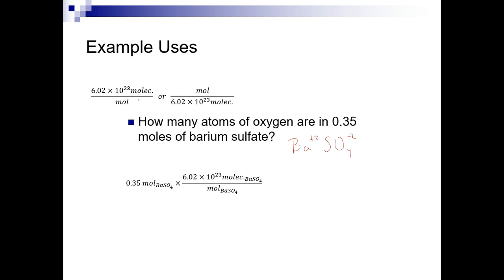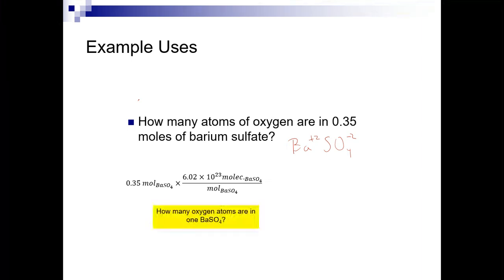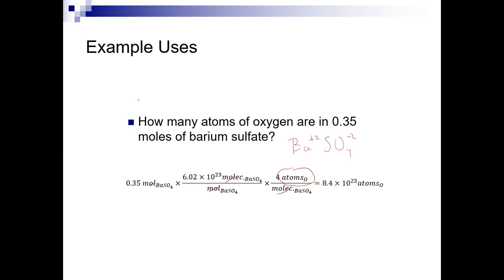So what I would do is look at my conversion factor that in every molecule of barium sulfate, there are 4 atoms. And again, decide which way I want to use this. Do I want to use it the first way or the second way? Well, the first way will allow the molecules to cancel. Moles cancel. I'm left with only one unit. That's the atoms of oxygen. So I need to do the math. When I do the math, let's see if it does it for me. Yeah, I get 8.4 times 10 to the 23rd atoms of oxygen.